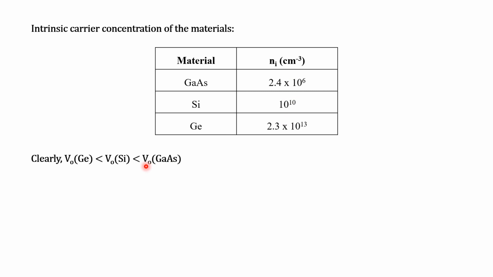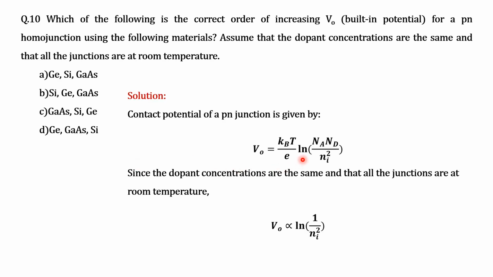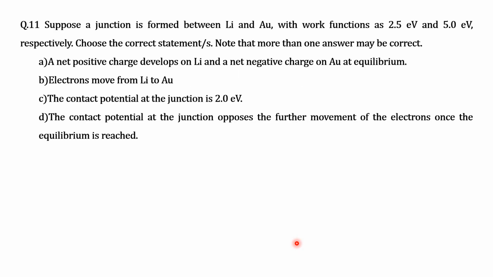Basically, greater the Ni, lesser the V0, and that was found out using the equation (kBT/e) ln(Na Nd / Ni²). Since kBT and e are constant, the only thing left is that V0 is proportional to ln(1/Ni²). So that is how we came at this. I hope the question was clear, and whatever we discussed until now is clear to you. We'll move on to the 11th question.